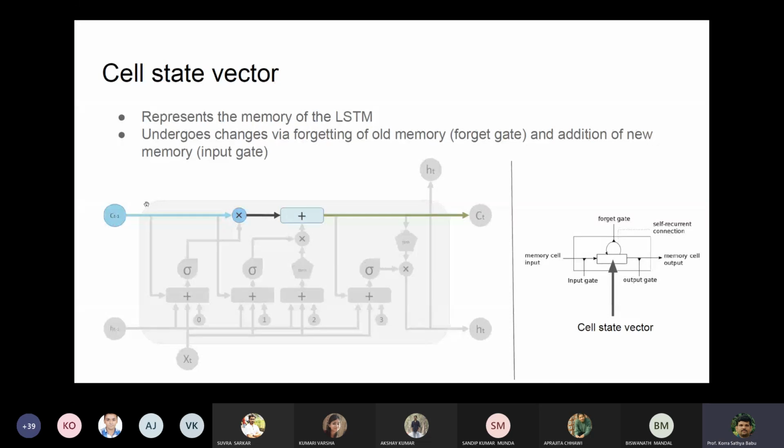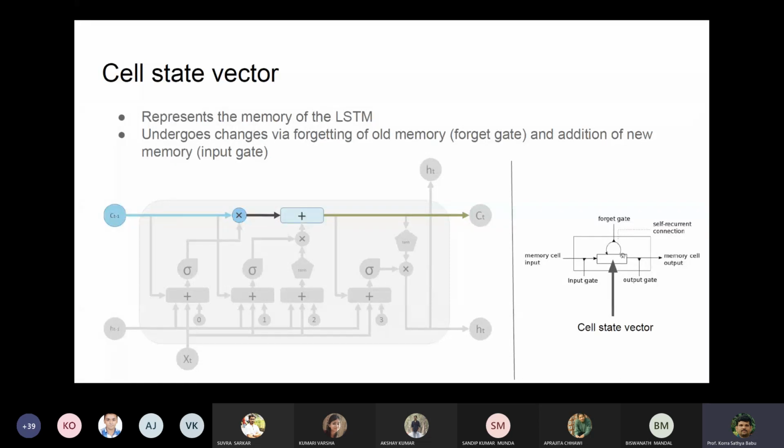This represents the cell state vector, or the memory cell basically. This represents the memory because it is supported by different gates here. It undergoes changes via forgetting of the old memory using the forget gate and addition of new information using the input gate. I hope you are getting me. So please remember that this is the cell state vector.